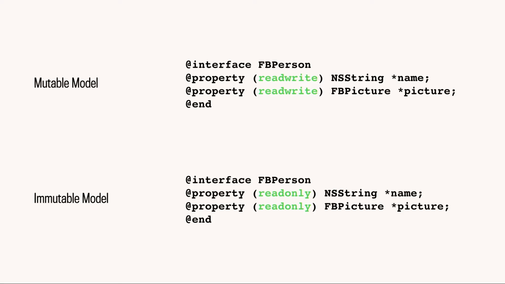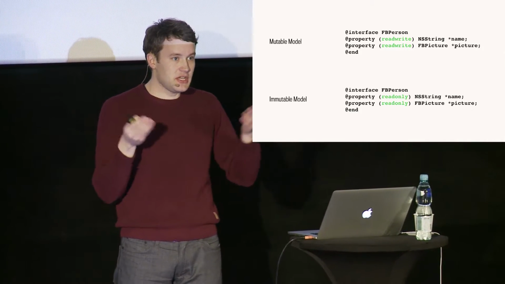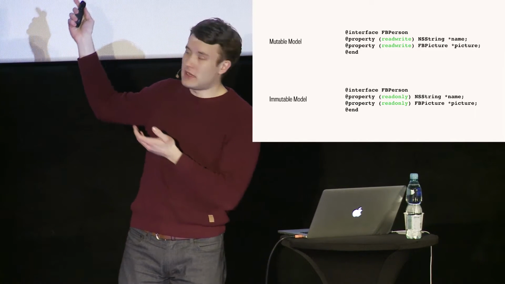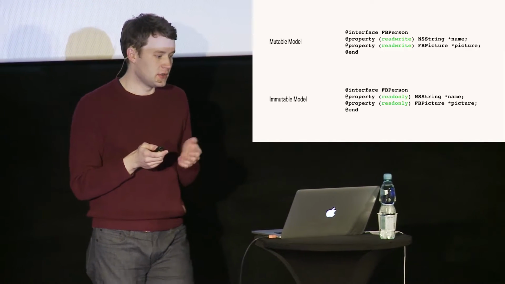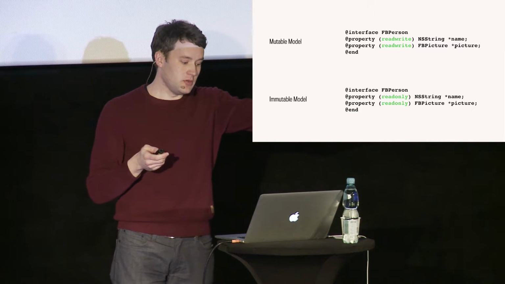You probably think of most models in the mutable way when you write them in your apps. That is, you have read-write properties, and if you want to change a property, you change it, right? What makes more sense than that? An immutable model would have only read-only properties, including other relationships. So the person's picture would also have an immutable reference to an immutable picture.